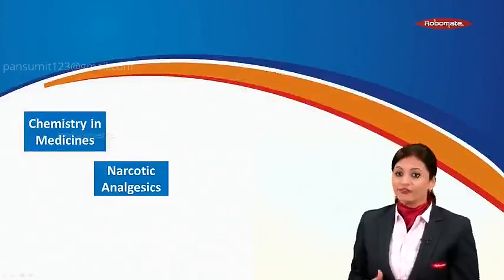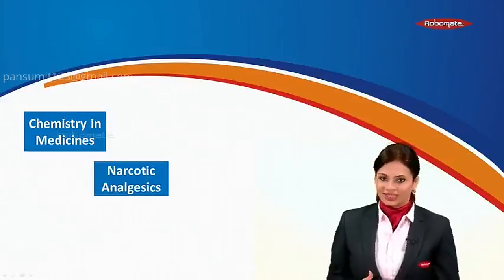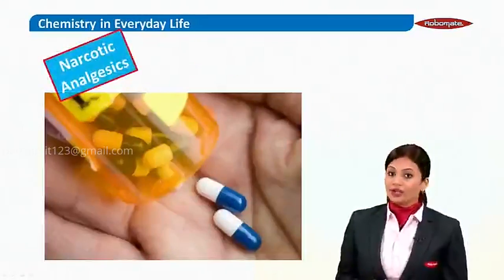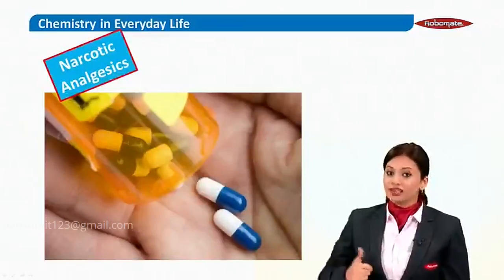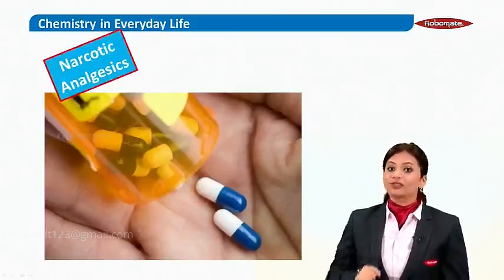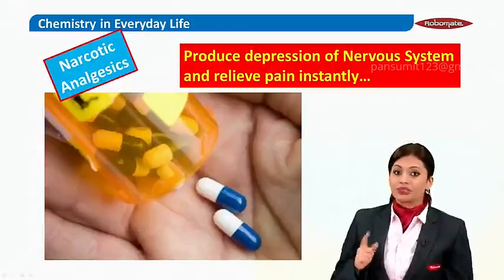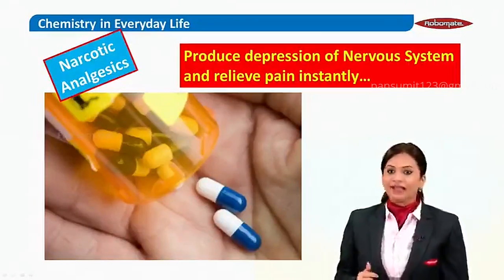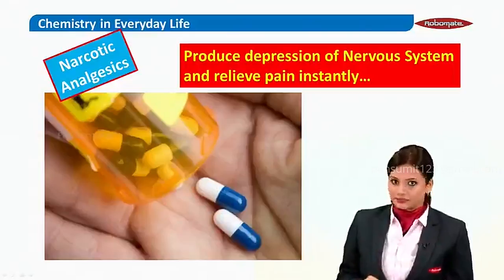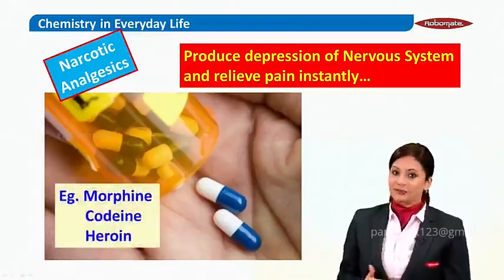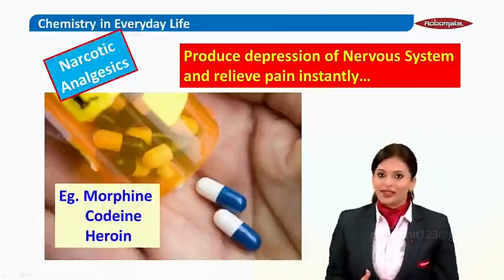In this module, we will learn about narcotic analgesics. Remember, these were the analgesics which are going to induce sleep. What these do is, they produce depression of the nervous system and they relieve pain instantly. The examples are morphine, codeine and heroin.